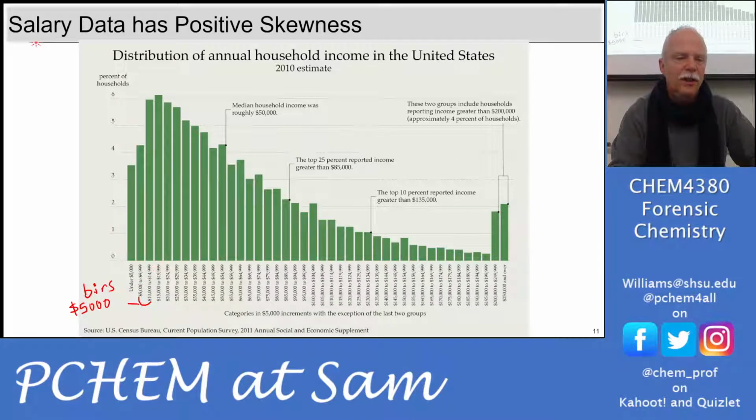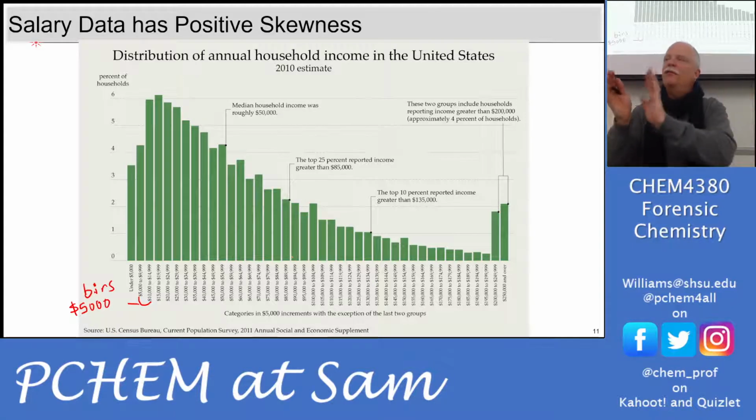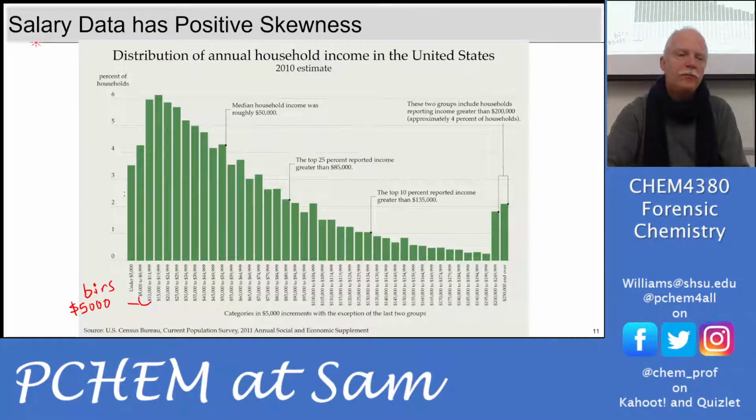Every bar is 5,000 more. So we have under 5,000 here, then 5,000 to 9,999, and then 10,000 to 14,999, and so on. And so each different bar is the next bin of 5,000. This y-axis is percent of households. So it's been normalized. So you notice the maximum is slightly over 6%. Since it's been normalized, the whole area equals 100%.